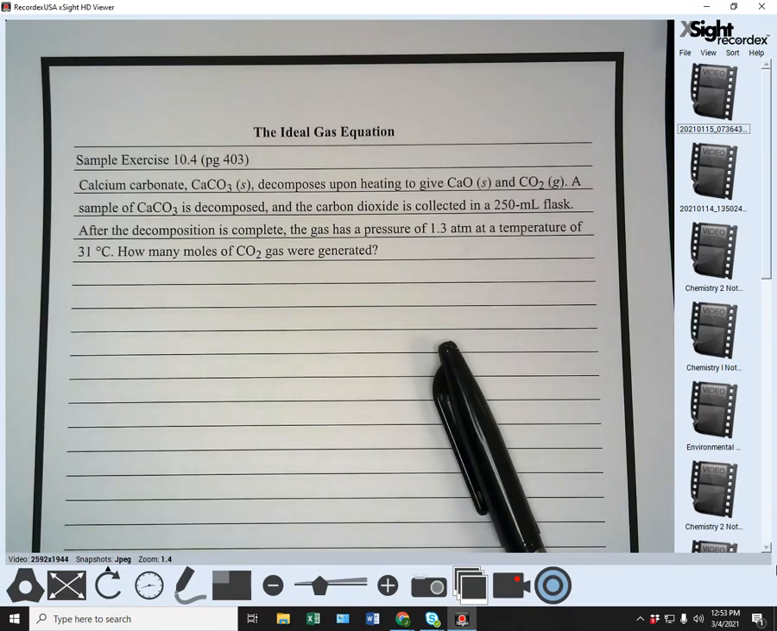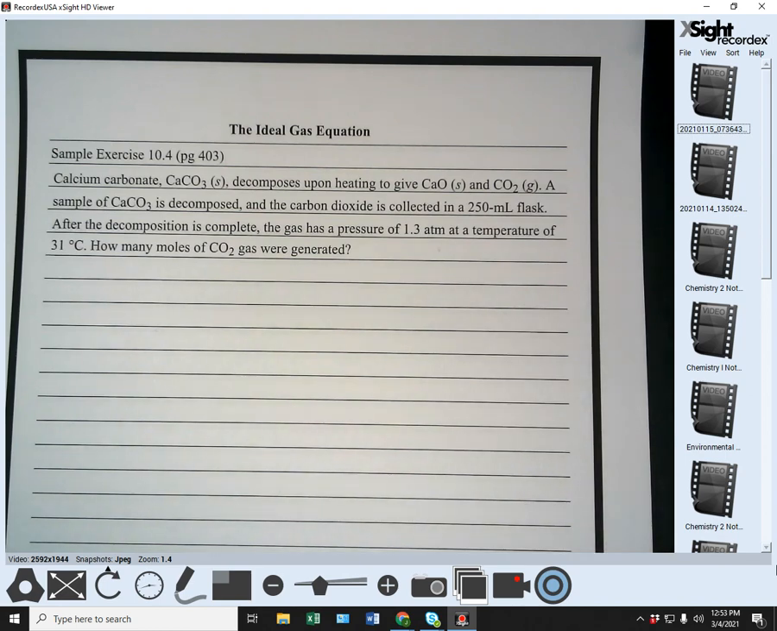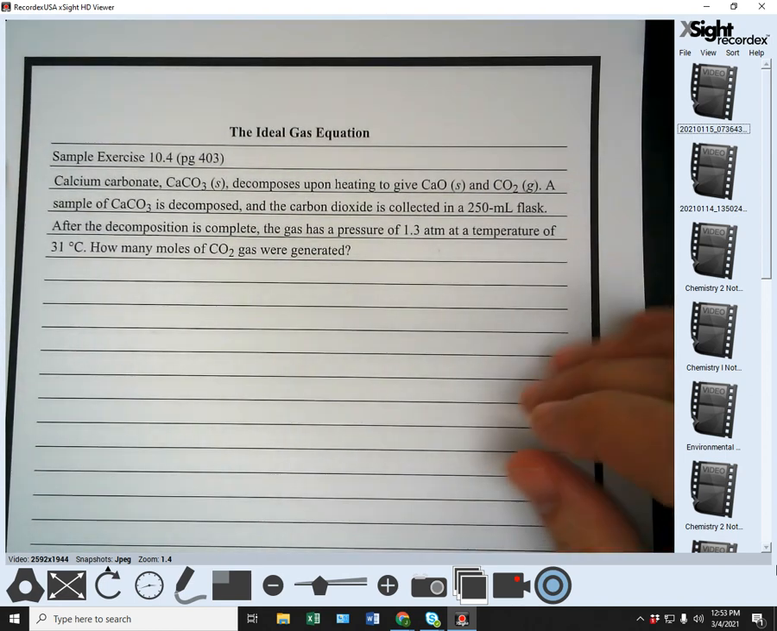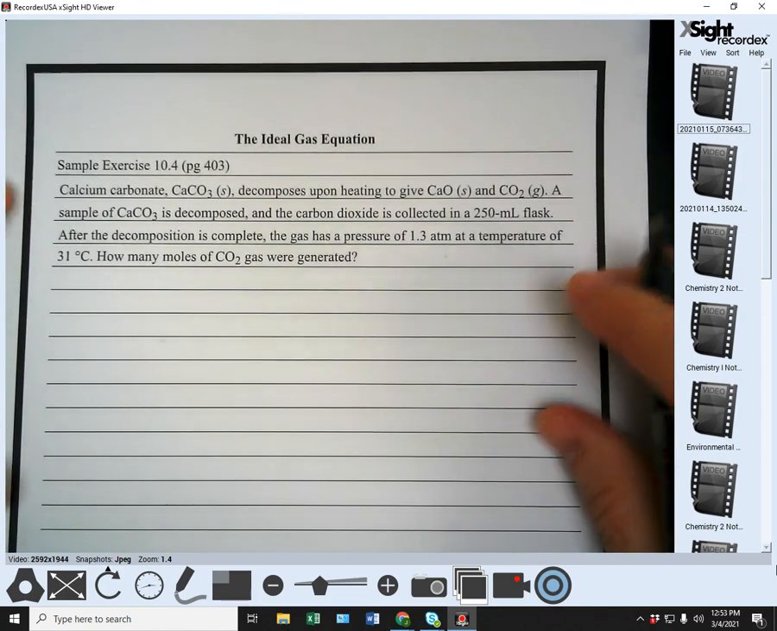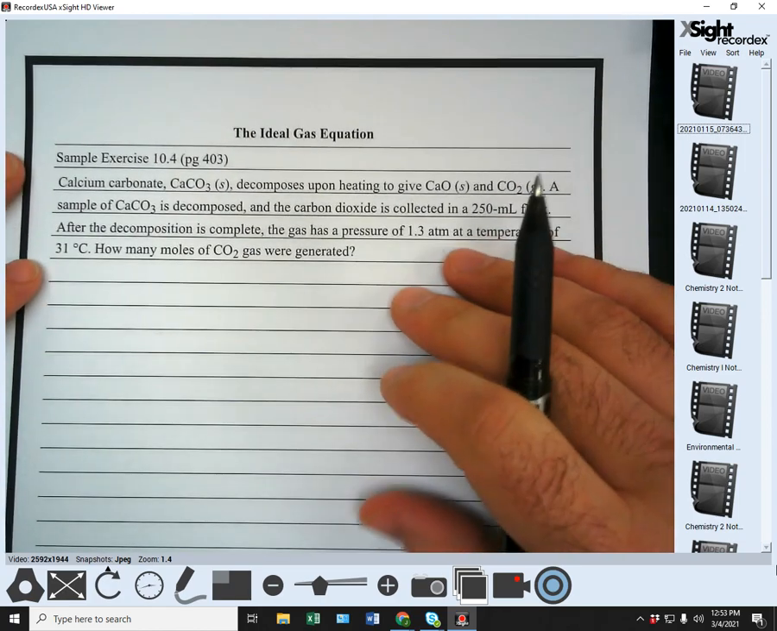All right. Hey, everyone. So these are the walkthrough of some practice problems from the 10-4 information. So the first one is a sample exercise 10-4 on page 403.